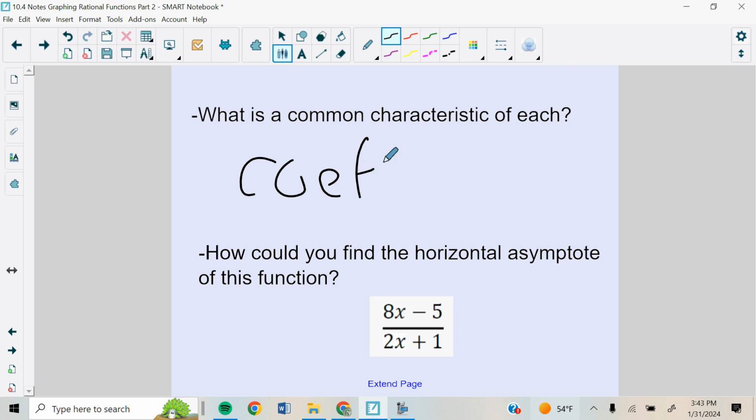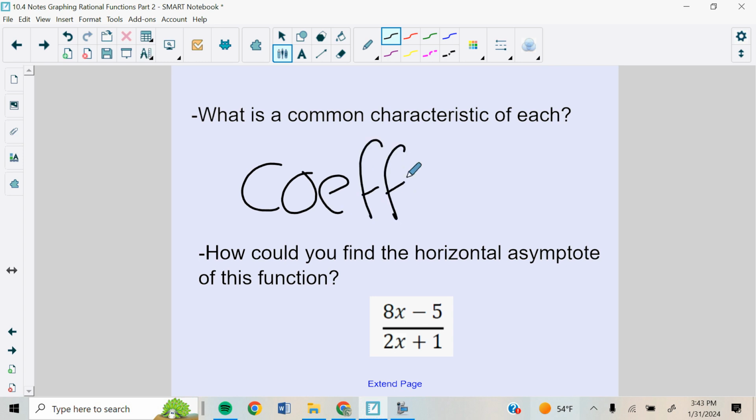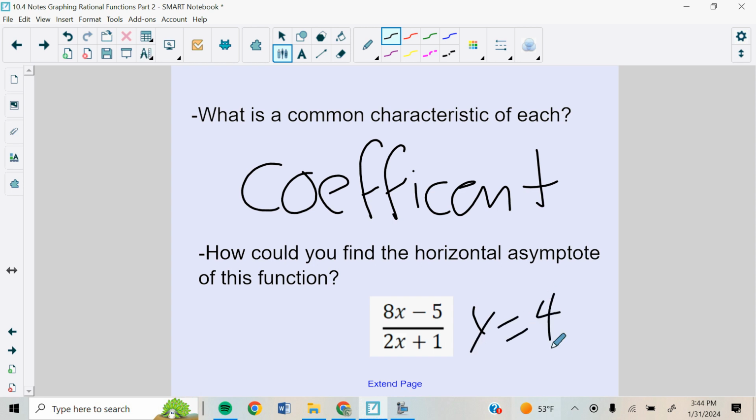Now I'm writing it on my computer, guys, so it's kind of sloppy. Let's erase that. Try again. Coefficient. There we go, coefficient. So if we look here, how would you find the horizontal asymptote of this function? So they both have just an x for my variable. And so 8 divided by 2, I'm going to get y equals 4.